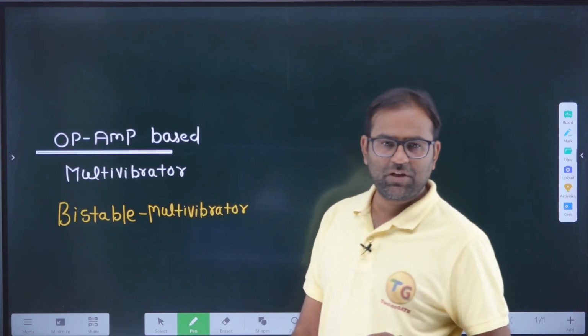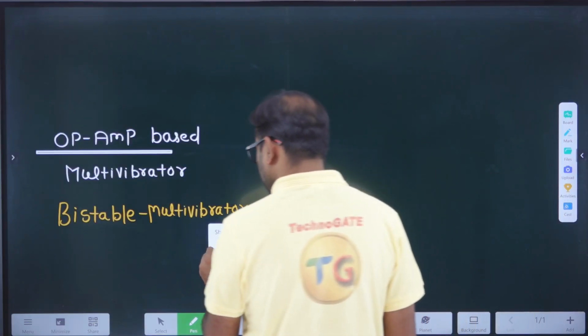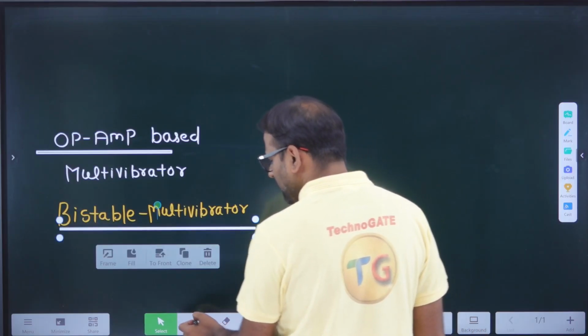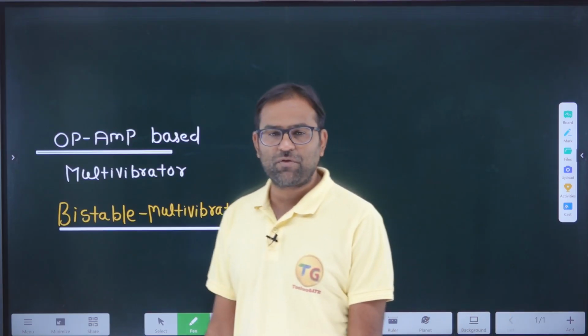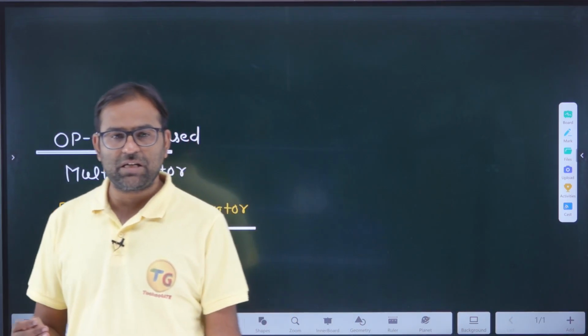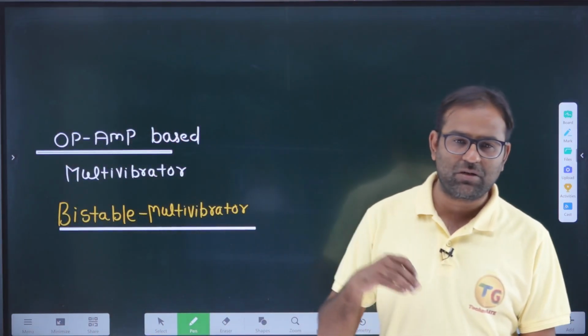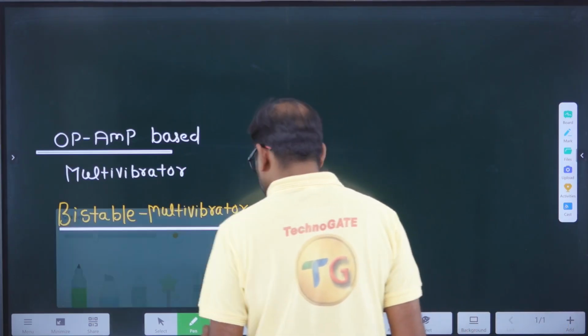So what is our observation about the bistable multivibrator? We are having two observations. The first observation is that a bistable multivibrator will have two stable states. Whenever it goes from one state to another state, it needs a trigger pulse, and when it comes back from the other state to the previous state, it needs one trigger pulse. So, two stable states.